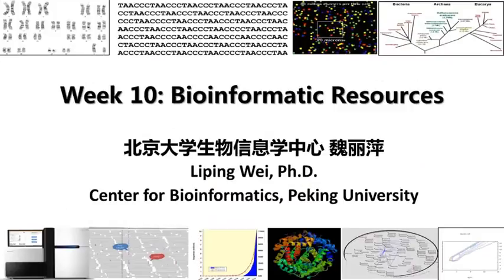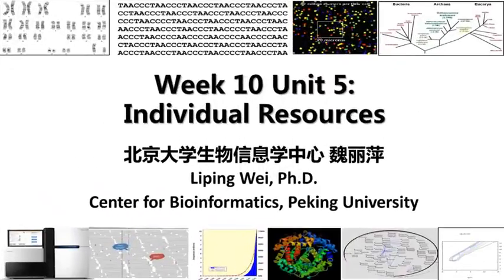In the last 3 units, we had looked at 3 large centralized bioinformatic resources. There are also thousands of individual bioinformatic resources. In Unit 1, I had shown you several tables of individual resources for different analysis purposes. In this unit, let's look at a few examples of them in a little bit more detail.